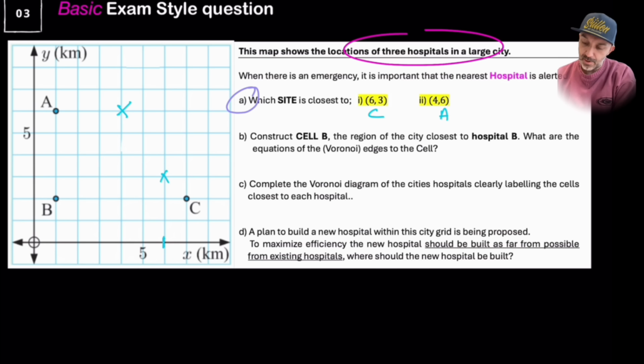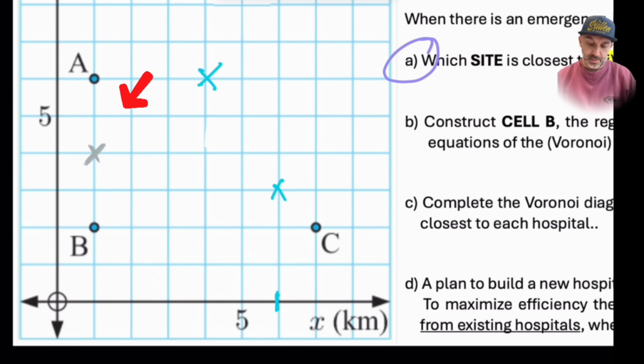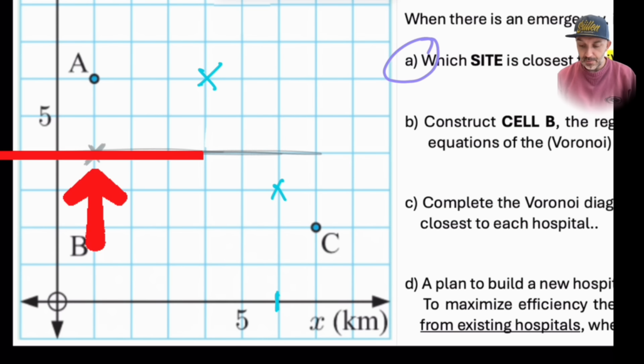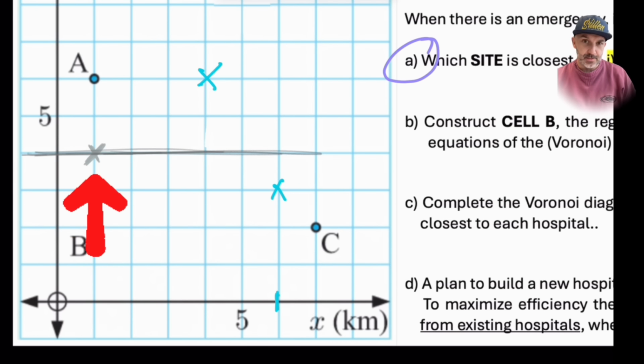Construct cell B, the region of the city closest to hospital B, and label the equations of the edges. Okay, so I'm going to move over to my pencil here, and I'm going to try and find the bisector of AB. The bisector between A and B would pass through the midpoint, and I can visually see that the midpoint is here. The perpendicular bisector will be a horizontal line that passes through that. The reason I know that is because I can see that AB is a vertical line.